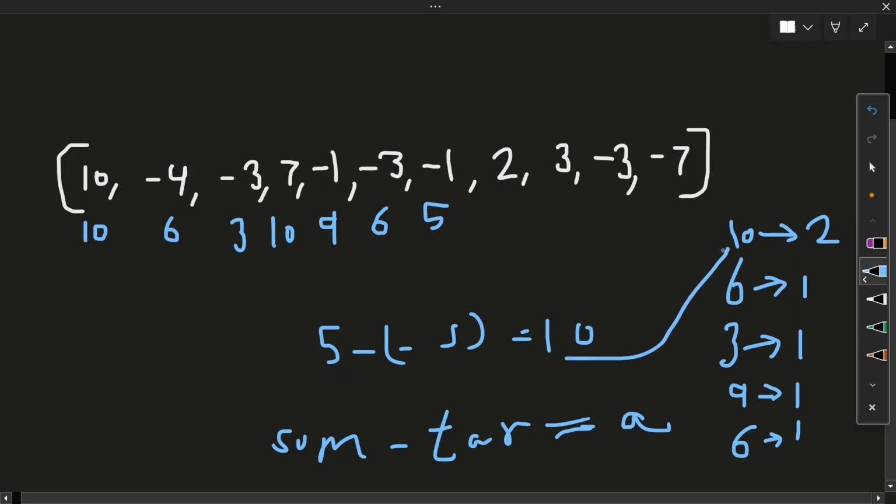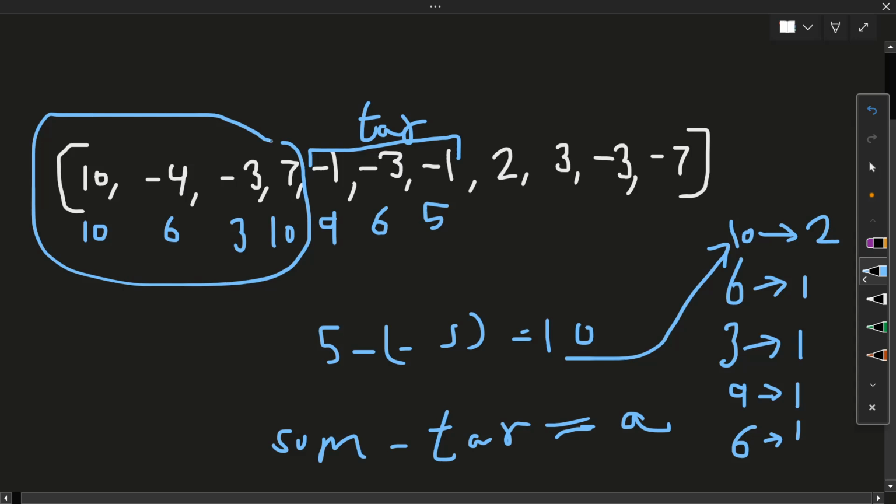So 10, and 10 is there. What it means is, there's a 10 two times. So first is here and first is here. What it means is, we have this and it is equal to the target value. And before that, the summation is equal to 10.